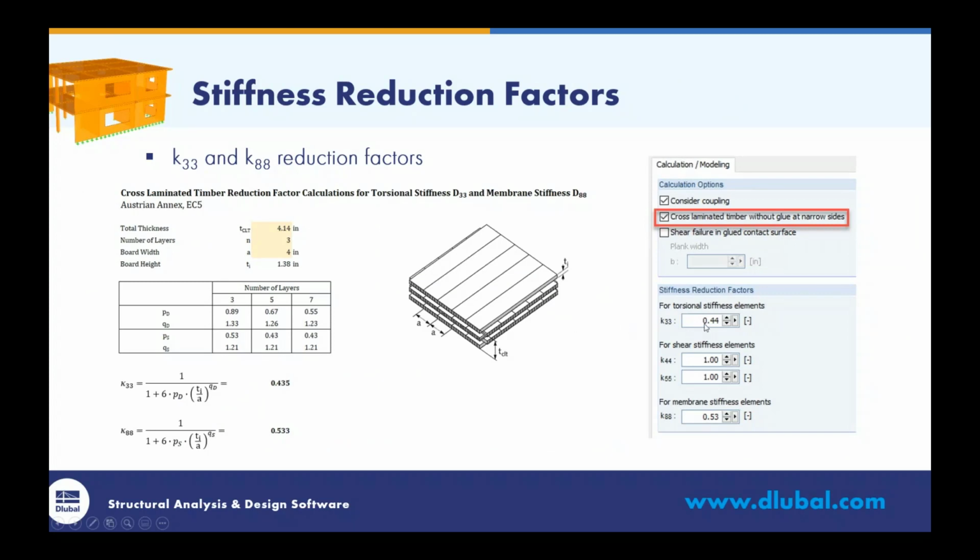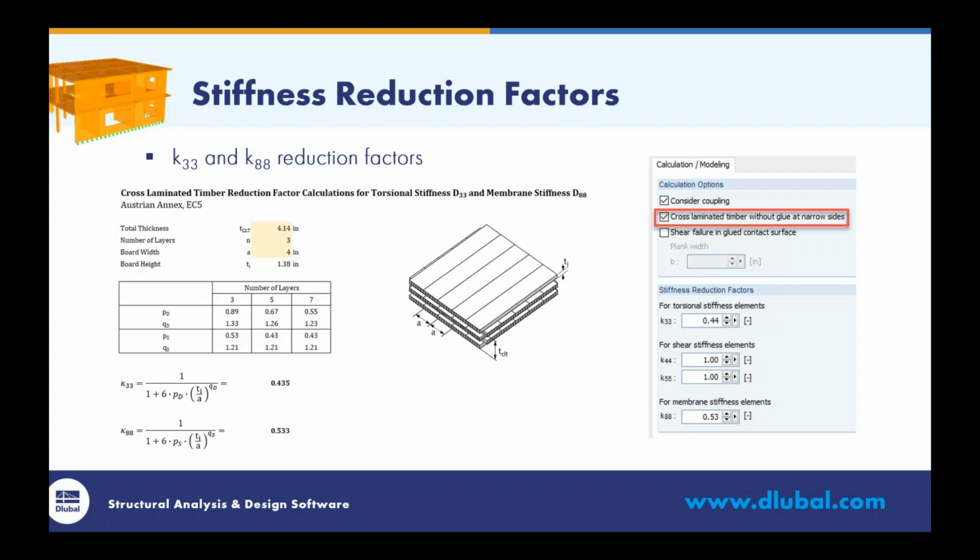So K33 is for the torsional stiffness of our panel. K88 refers to the in-plane membrane stiffness. Now, quite interesting enough, neither the CSA standard or the NDS standard really discuss what to do about stiffness reductions in the event that we do not have glue at the narrow sides. And the Eurocode, the EC5, in particular the Austrian Annex, has equations that do go on to discuss exactly what should be done for the stiffness reduction factors in the event that we do not have glue. So I would say that it is highly recommended.